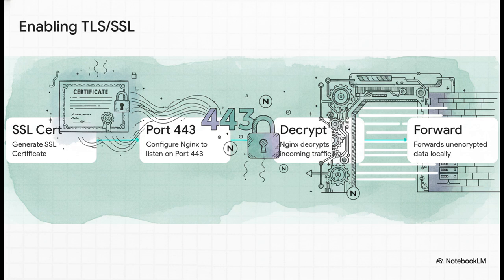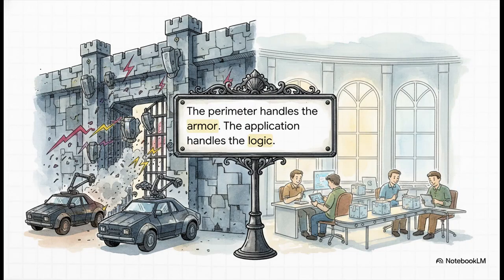It grabs the encrypted traffic, decrypts it right there at the gateway, and then forwards the clean, easy-to-read data locally to your hidden app. This perfectly sums up the entire Nginx philosophy. The perimeter handles the armor. The application handles the logic. Nginx unpacks the armored car right at the gateway and hands a perfectly safe, normal, unencrypted package over the local network to your backend application. Your app just gets to do what it does best, processing business logic.